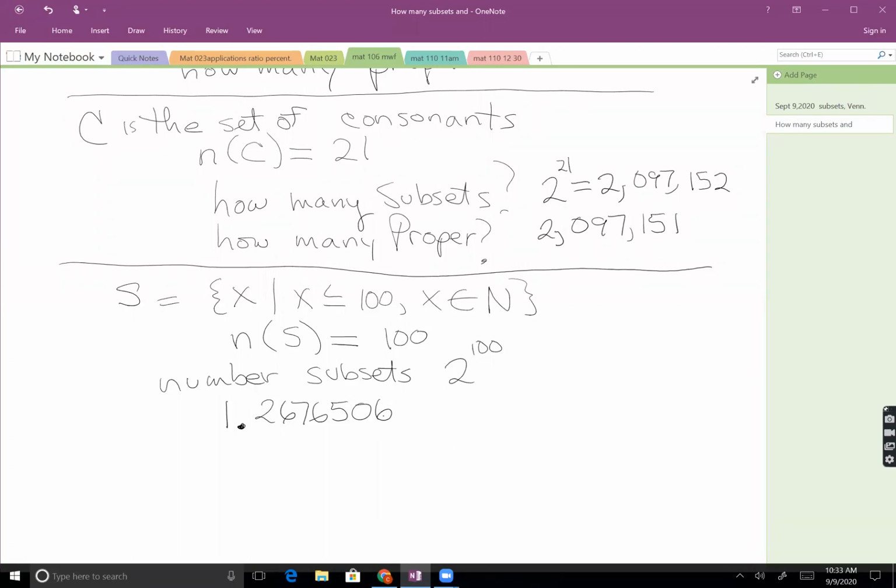Wait, where did you get that 2 from? When we listed all of the subsets, did you notice that every time we added an element, the number of subsets doubled? And so the formula for the number of subsets will always be 2 to the nth power, where n is the cardinality. That's just part of the formula for the number of subsets.